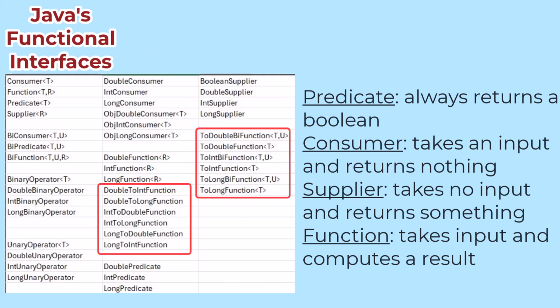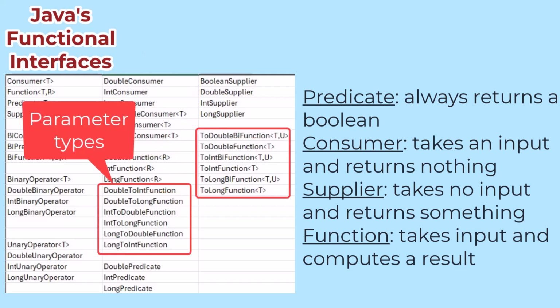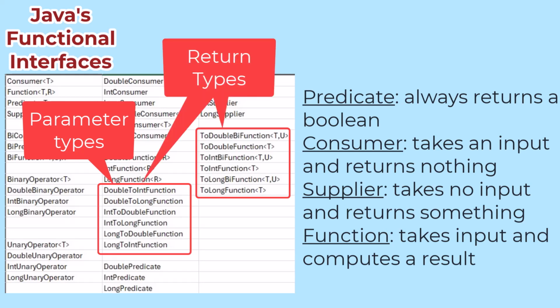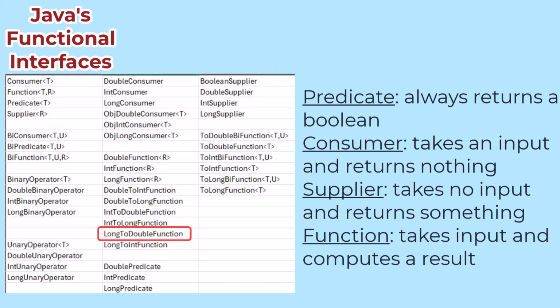If there is a 2 in the name, the types before the 2 are parameter types, and the type after the 2 is the return type. For example, LongToDoubleFunction is a function that takes a long and returns a double. And ToLongBiFunction takes 2 objects as parameters and returns a long. This can also be combined with Obj for object if one parameter is an object and the other is a primitive. So ObjIntConsumer takes 2 parameters, an object and an int.